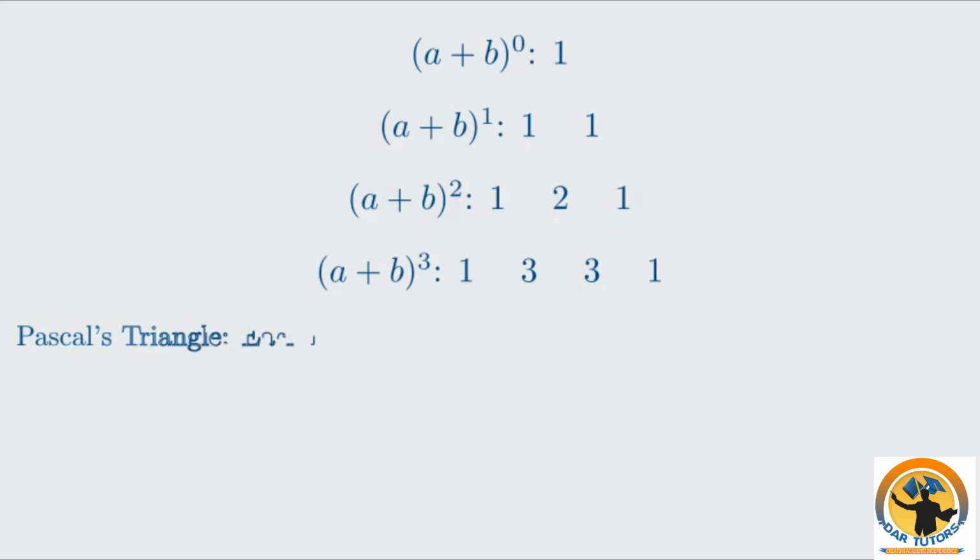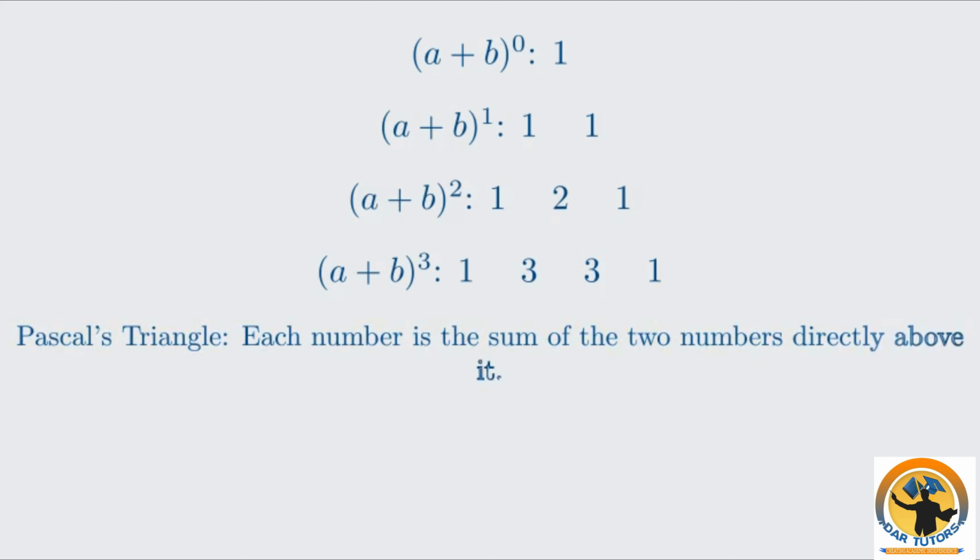Pascal's triangle is a triangular array of numbers where each number is the sum of the two numbers directly above it. Let's see how this works. The first row, corresponding to n equals 0, is just 1. The second row, for n equals 1, is 1, 1. The third row, for n equals 2, starts and ends with 1, and the middle term is 1 plus 1, which is 2.